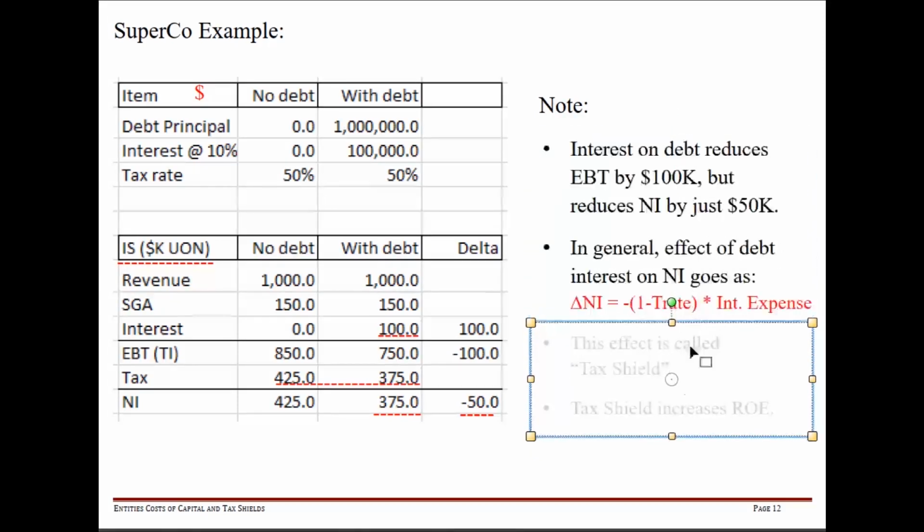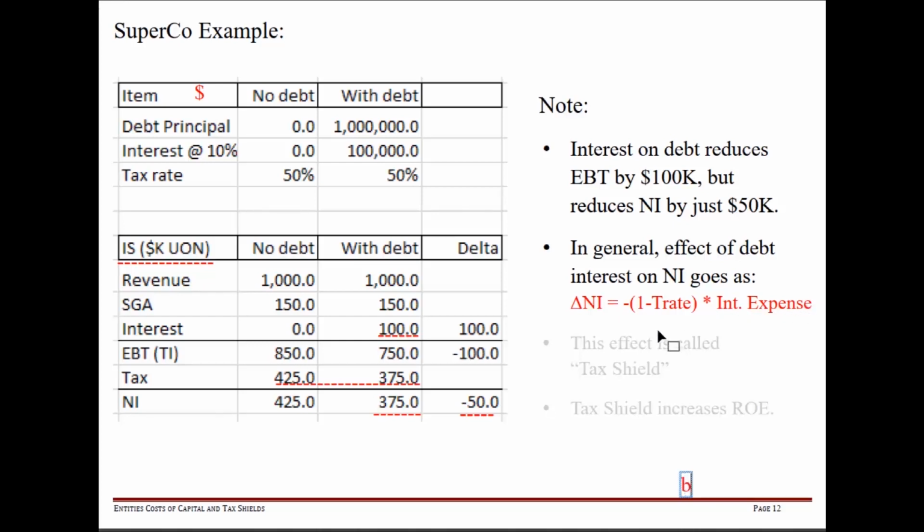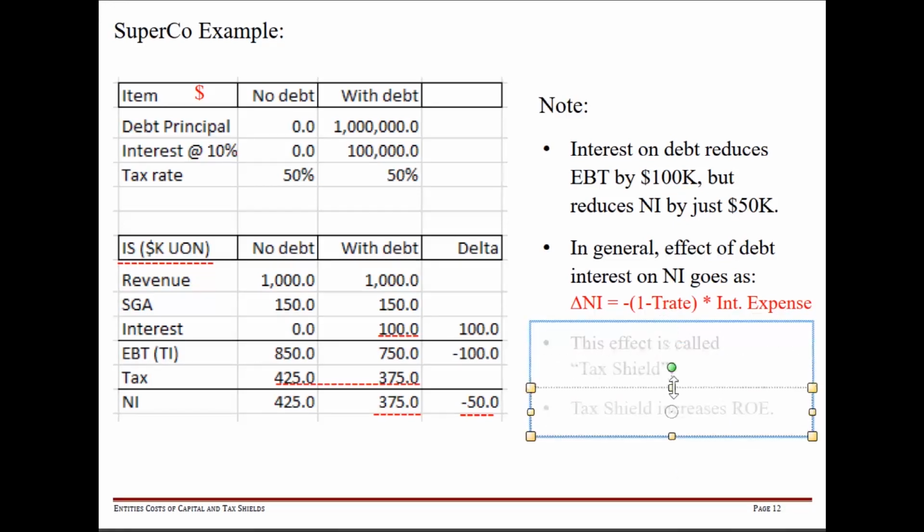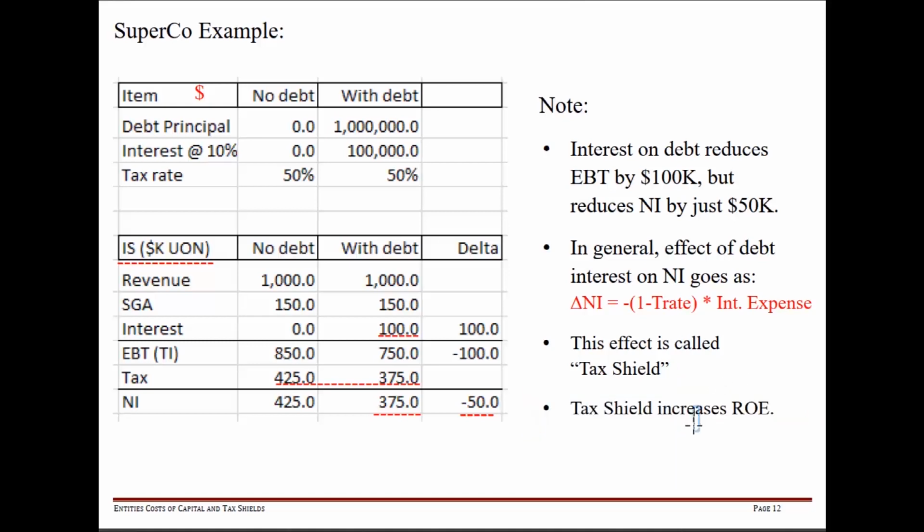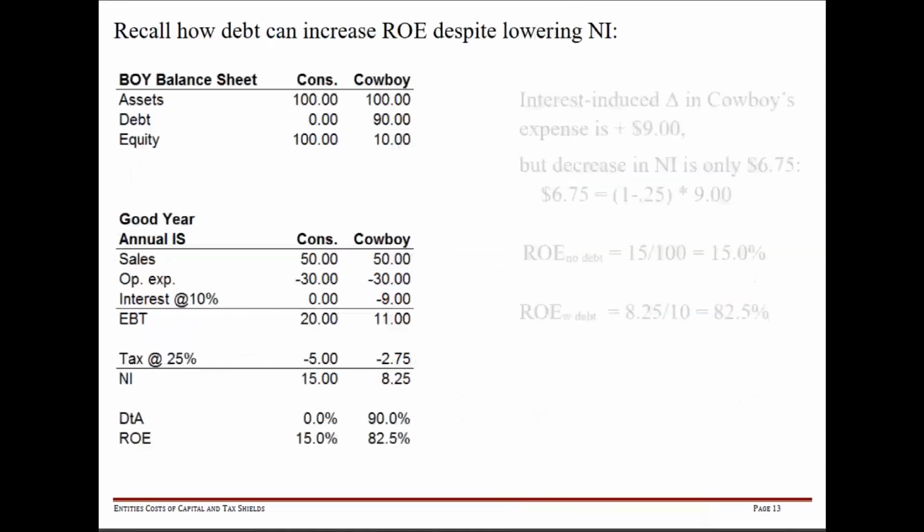Okay, so the key point I want to get to here is that in general, the effect of debt interest on net income goes like this. The change in net income from having no debt to having debt is not just the interest expense, but it's less than that. It's 1 minus the tax rate times the interest expense. And the fact that the hit on net income is not equal to just the interest expense, but it's less, 50% less in this case, this is called the tax shield. And in general, the tax shield increases ROE. So that's a good thing.